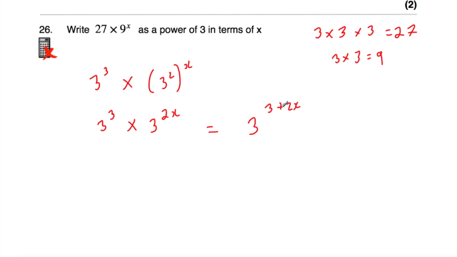Now, in terms of this addition, you could write it the other way around. You could have written 3 to the power of 2x plus 3. Obviously, with addition, you can write it either way around, but either one of those would be correct. And if you got one of those, well done.